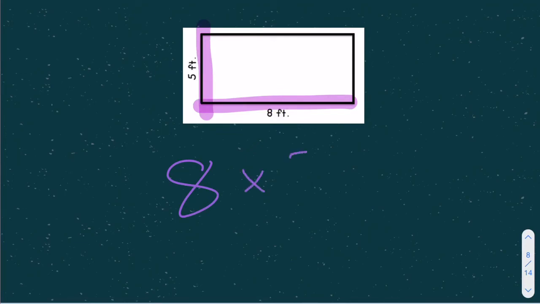So let's try this one. First, let's identify our width. Our width is how wide something is, so we know it's 8 feet. We can do 8. And length is how tall something is, and this is 8 feet tall. Now, due to the commutative property, it's okay if you flip-flop these, right? Because if this rectangle was on its side, it would be the same amount of space inside.